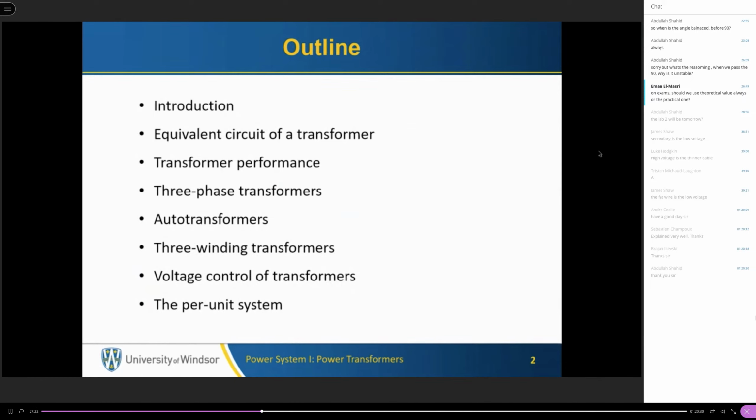In this presentation, I'm going to introduce transformers. I'm going to talk about the equivalent circuit of a power transformer, and we're going to talk about the transformer performance indices, and we have three-phase transformers, auto transformers. So there are many topics to consider in this presentation.